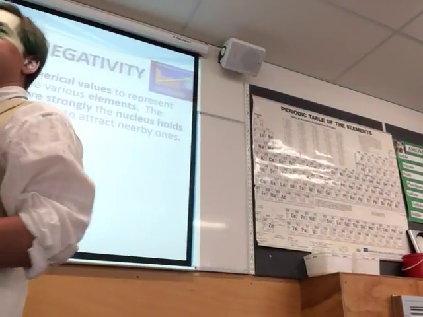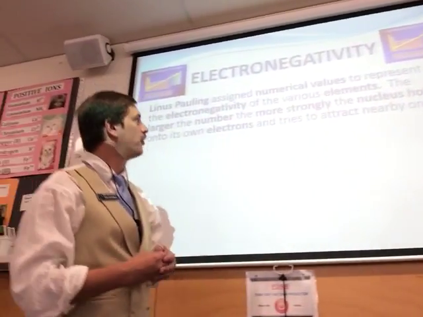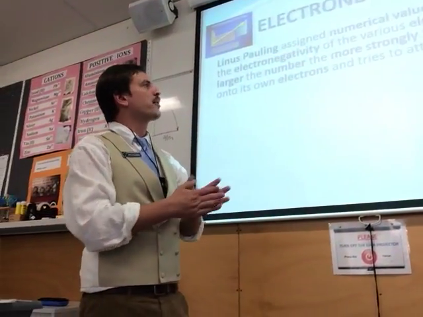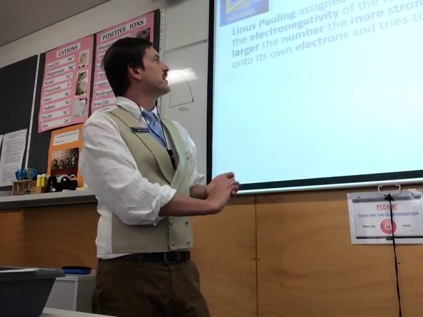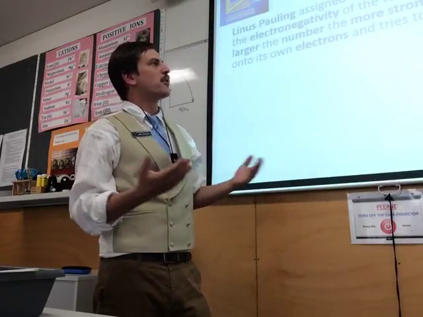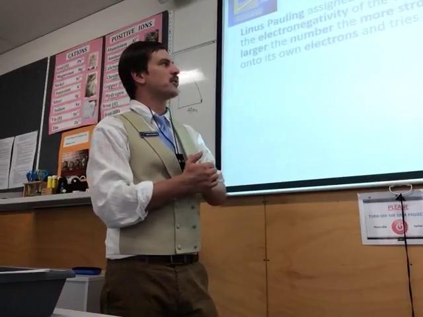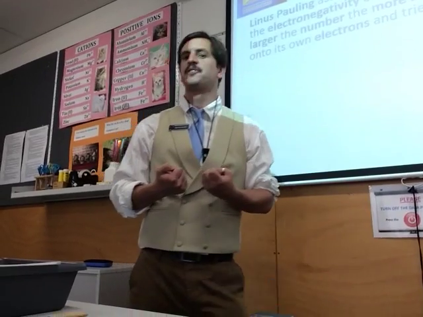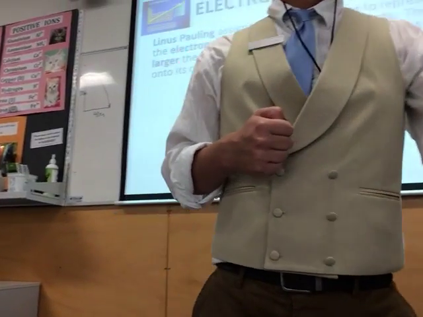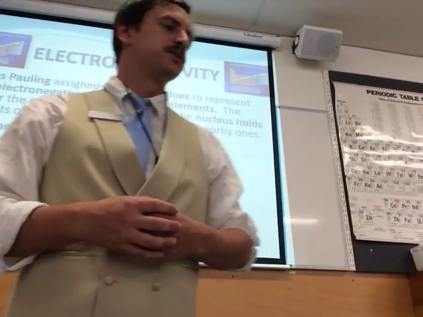A guy called Linus Pauling, of all people, assigned numerical values to represent the electronegativity of the various elements. The larger the number, the more strongly the nucleus holds onto its own electrons and tries to attract nearby ones. So there is a scale of electronegativity, which is informed by the core charge.